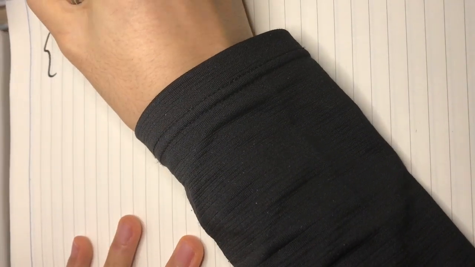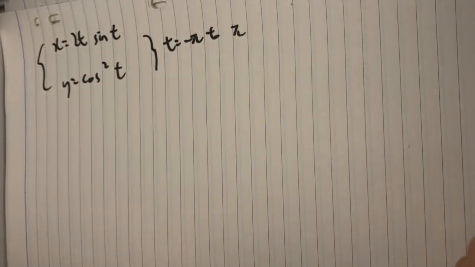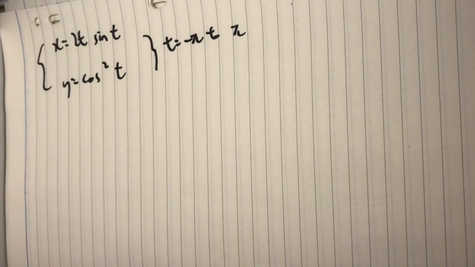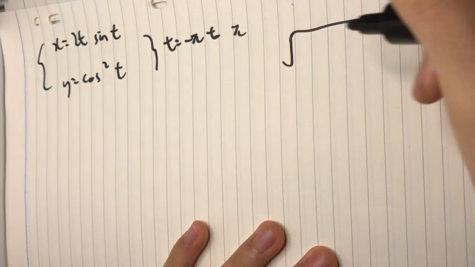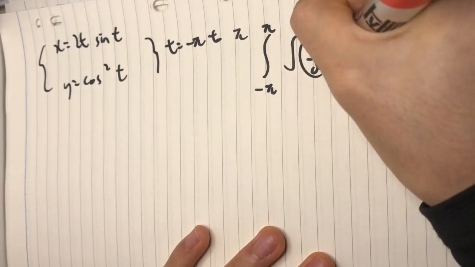So this is basically asking the length of an arc for a parametric curve. I'm just writing down the parametric curve, x equals 2t sine t, y equals cosine squared of t, where t equals negative pi to pi. And we're just going to set up the integral right away.